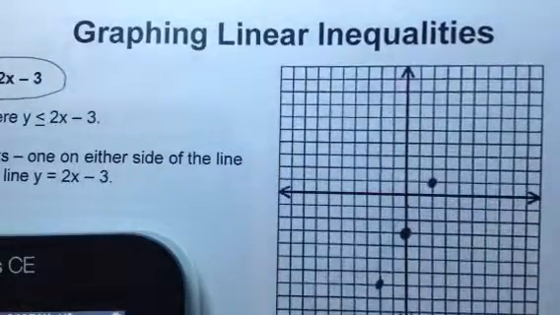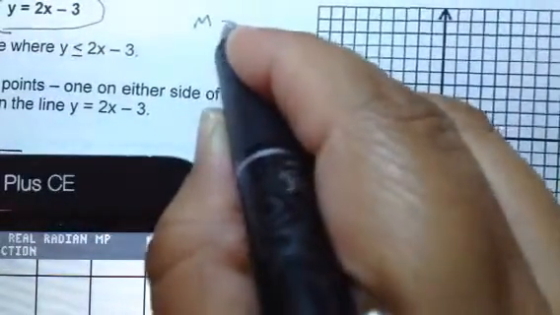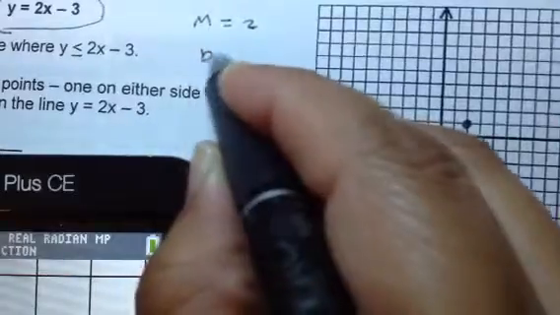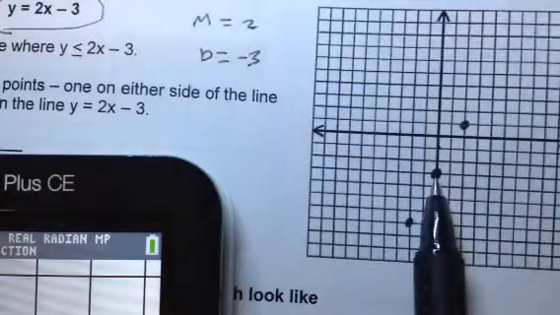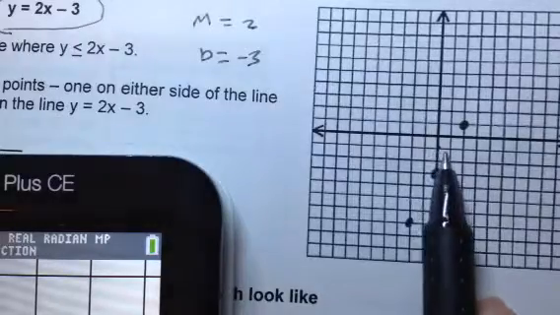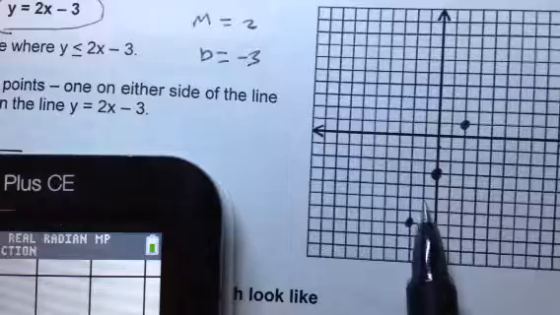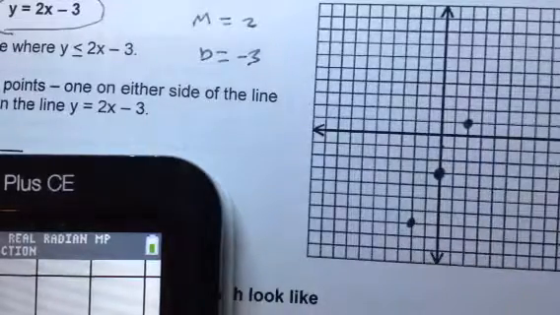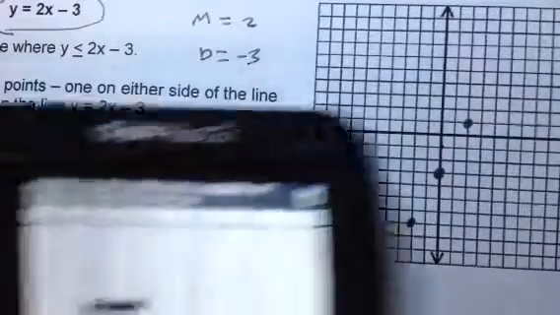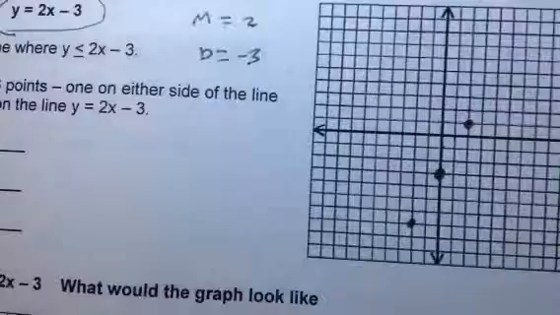And I could have graphed this by hand where you have a slope of 2 and a y-intercept of negative 3. So here's your negative 3, and I could have gone up 2 over 1, up 2 over 1, or down 2 over 1, down 2 over 1. So that's where those points came from. The graphing calculator makes it easy on you, and it just gives you points on the graph.